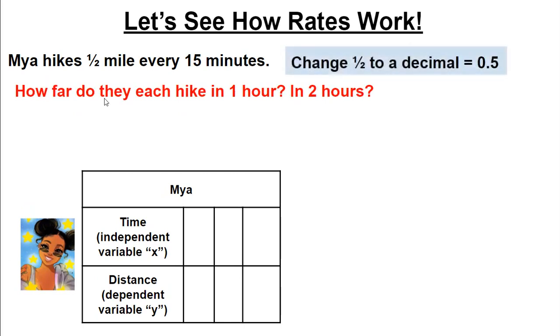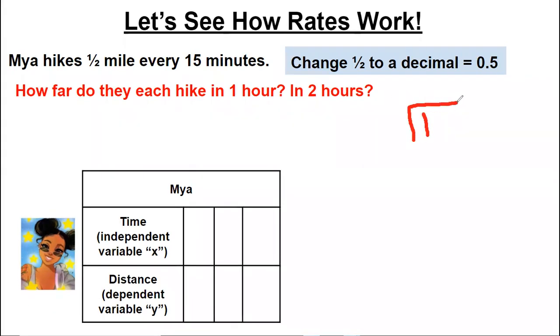So we're going to change, first of all, our fraction 1/2 to a decimal, 0.5. How do I know 1/2 is 0.5? Well, you should memorize that, first of all. But second of all, if you wanted to prove it to yourself, you would take 1 and divide it by 2.